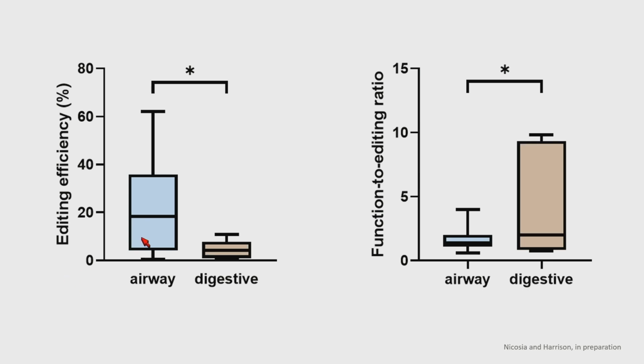You often see a higher editing efficiency in airway cells compared to the cells from the digestive tract, but the function to editing ratio is much higher in the digestive tract. Now this could be attributed to some repressive transcription factors that are specific to the airway that might ultimately reduce the transcript levels of CFTR. So it is a difficult question to answer. I'm not sure. But very interesting.